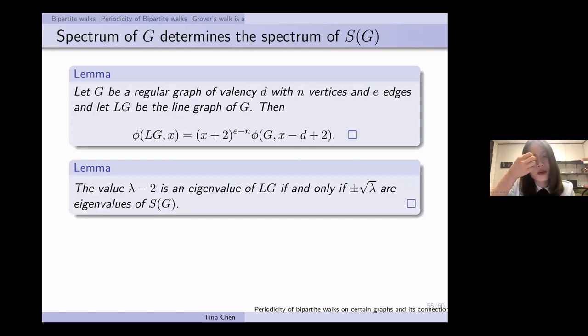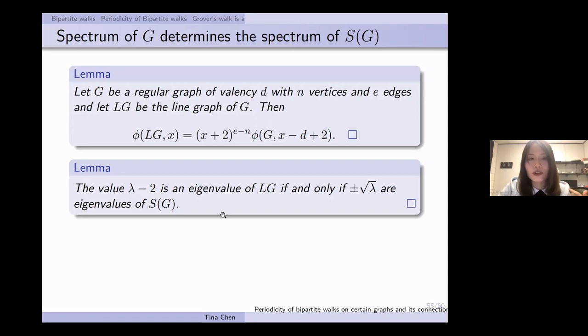Okay. So now I'm going to show you how we use the characterizations of periodicity of bipartite walks to give characterizations of periodicity of Grover's walk. Since we use the subdivision graph to build a connection between the bipartite walks and the Grover's walk, I'm going to show you that the spectrum of your underlying graph determines the spectrum of your subdivision graph when the graph is regular. First, here is just a standard result from algebraic number theory. That is, when the graph is regular, the spectrum of the graph determines the spectrum of its line graph. And this second lemma says the spectrum of your line graph determines the spectrum of your subdivision graph.